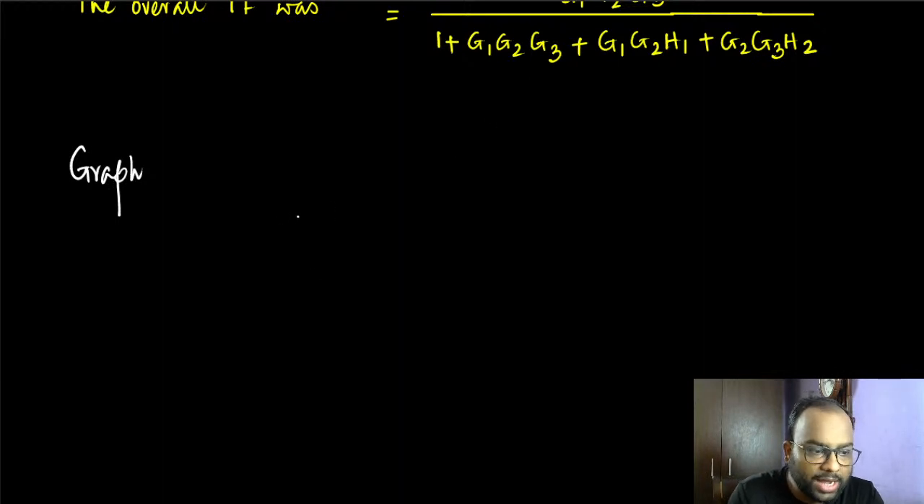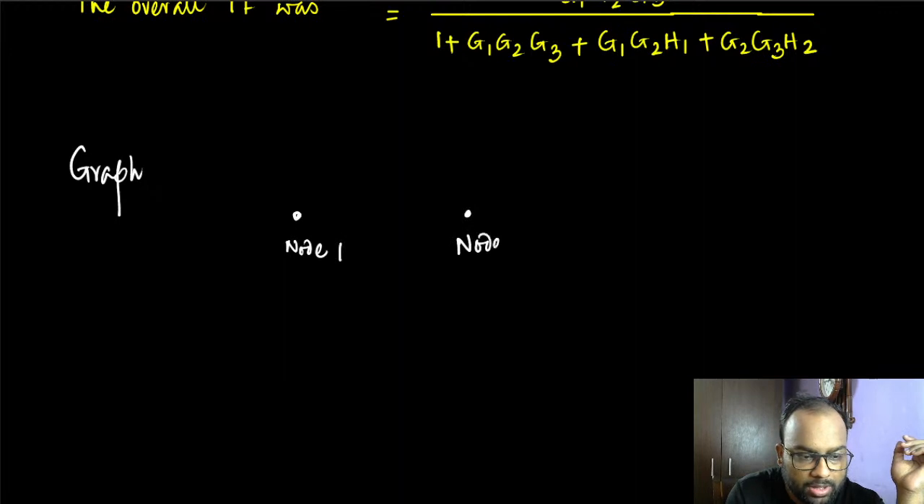Okay, so a graph, at the bare minimum, consists of something called nodes. Okay, so this is a node. A node is essentially a point. And say we have two nodes, so one node and another node. Okay, nodes are also called vertices. So this is vertex 1, or this is vertex 2.